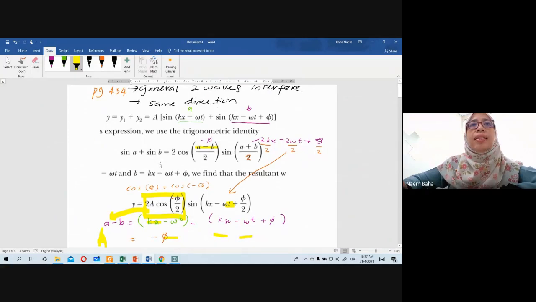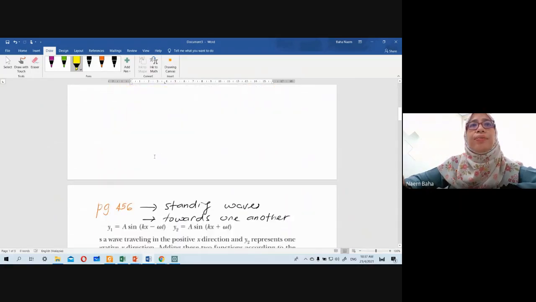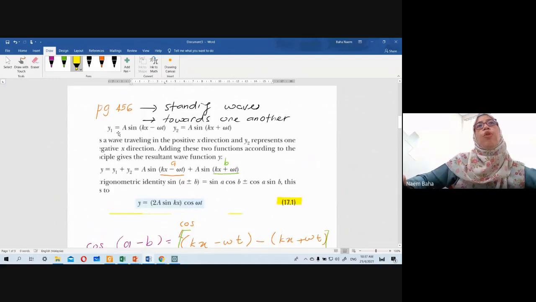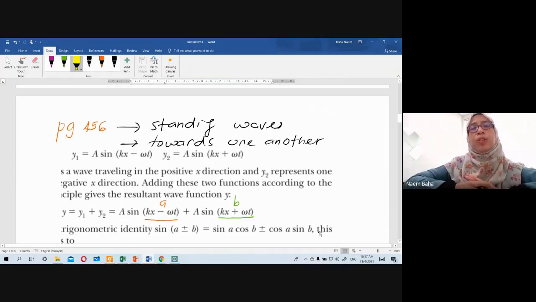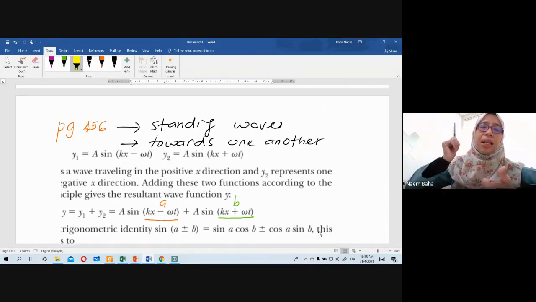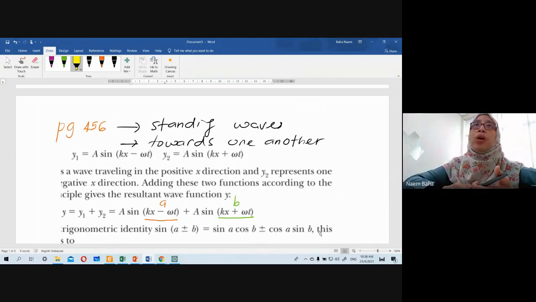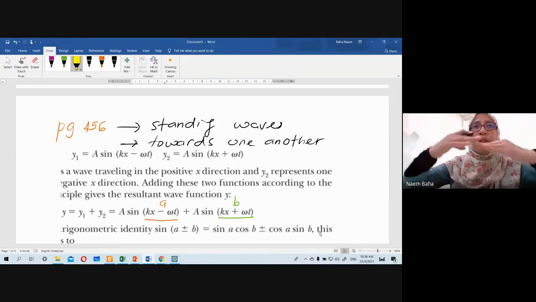All right, let's look at the next one. Okay, page 456. Right, page 456, equation 17.1. This equation is meant for standing wave, resonance. In the case where you have resonance, most of the time, the waves are supposedly coherent. When they are coherent, they have the same phase, they have the same wavelength, except that usually they are traveling towards one another.